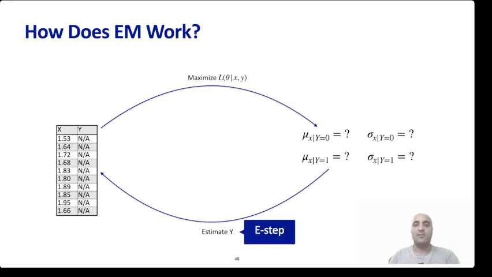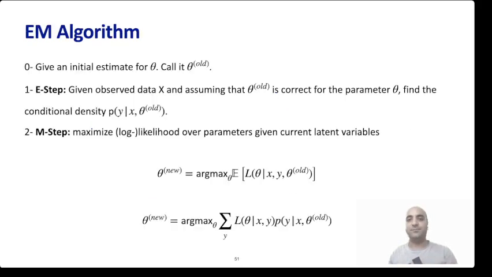This step is called the E step, because we estimate the value of the hidden, or latent, variable. And this one is the maximization step, where we assume the values that we estimated for y are correct, and we use them to maximize the likelihood of the parameters.